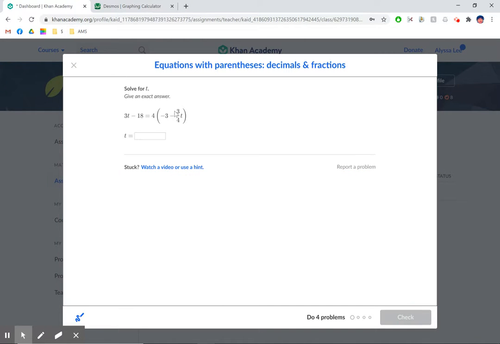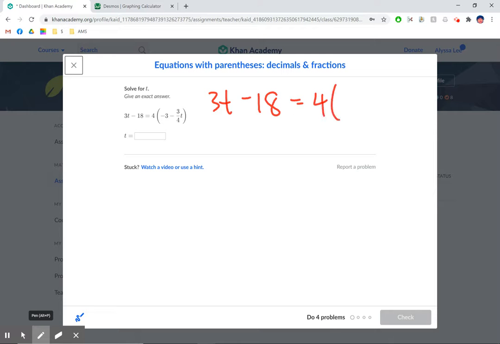This is the second exercise. We got some parentheses, which means we probably have to distribute. So let's see what we can do here. We got 3t minus 18 equals 4 times negative 3 minus 3/4 t. Let's do our distribution first, okay? So left side will stay the same. I'm going to only distribute and simplify the right side.